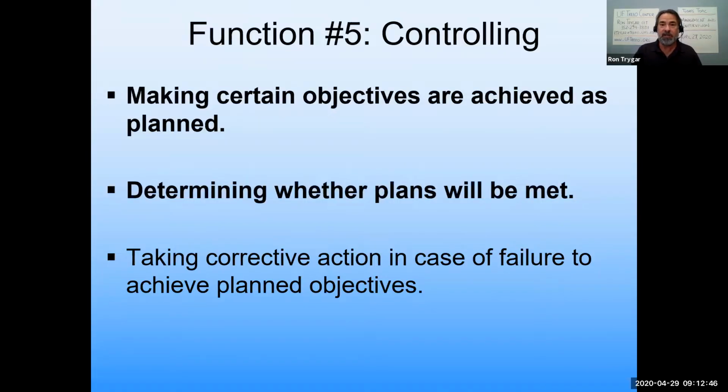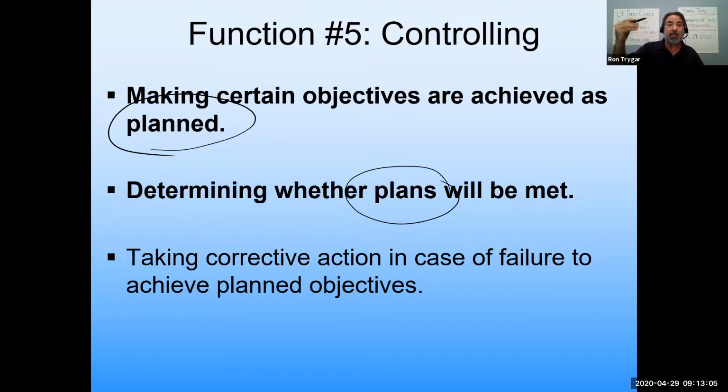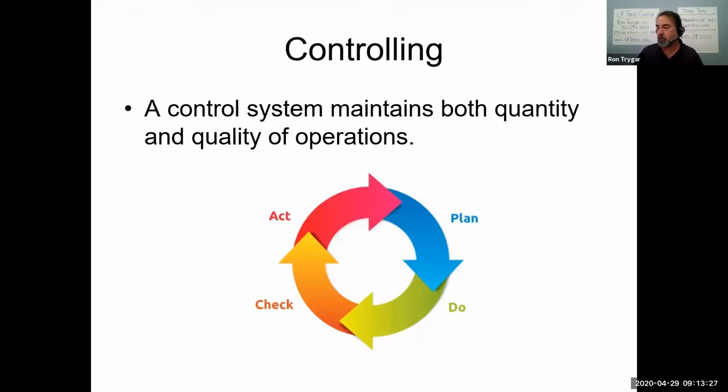The last one is function number 5, controlling. Controlling is making certain the objectives will be achieved as planned. Remember, we said planning was function number one, and it says right here, making certain the objectives will be achieved as planned. Here's another word, plan. Controlling looks back at the original plan to make sure we're going to meet that plan. And what will happen if we do not? What are the corrective actions that we have to take in case of a failure to get that objective met? So we have to have a plan B, a plan C, those types of things.